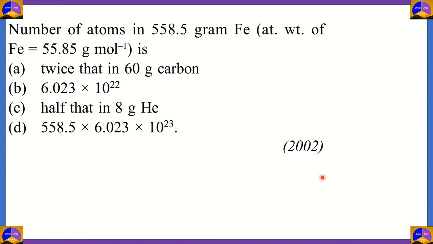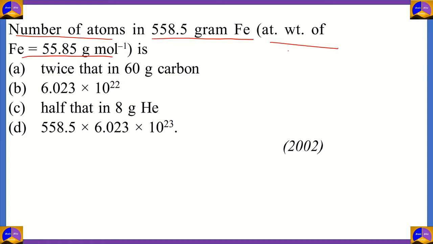So here comes our first question asked in 2002. The question is: the number of atoms found in 558.5 grams of iron, with atomic weight of iron being 55.85 grams per mole, is A, twice that in 60 gram carbon, B, 6.023 into 10 raised to 22, C, half that in 8 gram helium, D, 558.5 into 6.023 into 10 raised to 23. So which one of these options is correct?